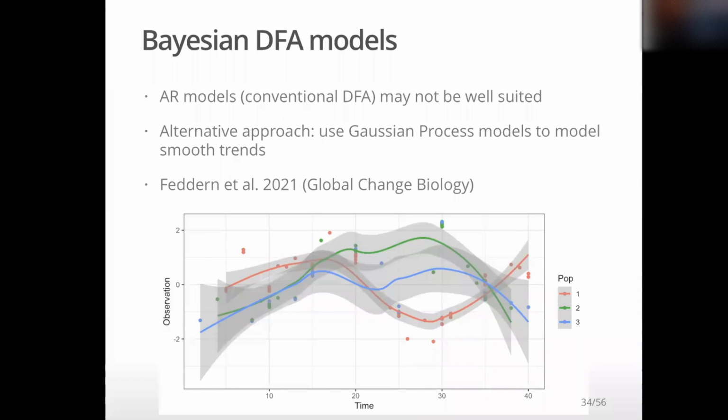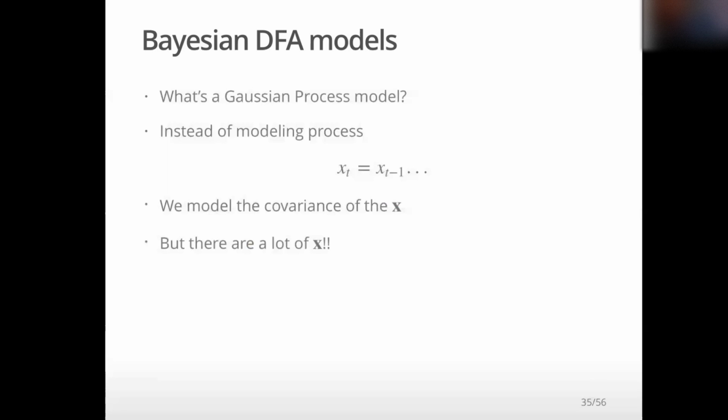And so you can think about modeling the latent trend instead of being this random walk. We're going to model it as kind of this smooth function, and the smooth function can be as smooth or as wiggly as we want it to be. It's something we have to specify a priori, but it's something we can also use model selection to evaluate different amounts of wiggliness and which might fit the data best. So what is a Gaussian process model?